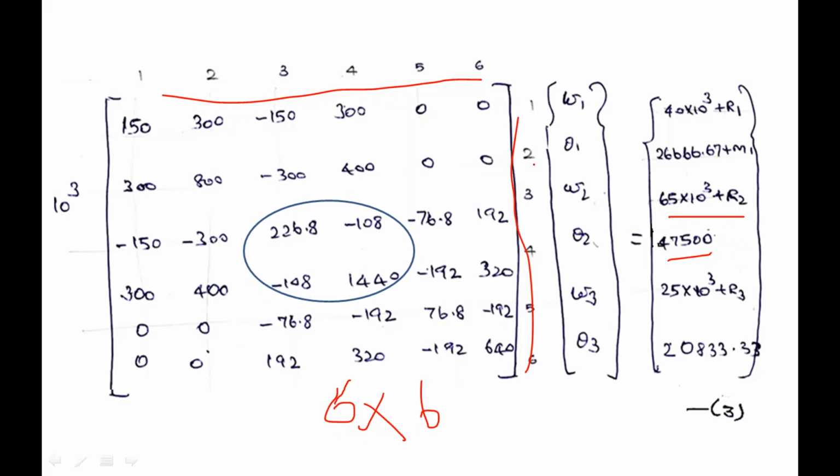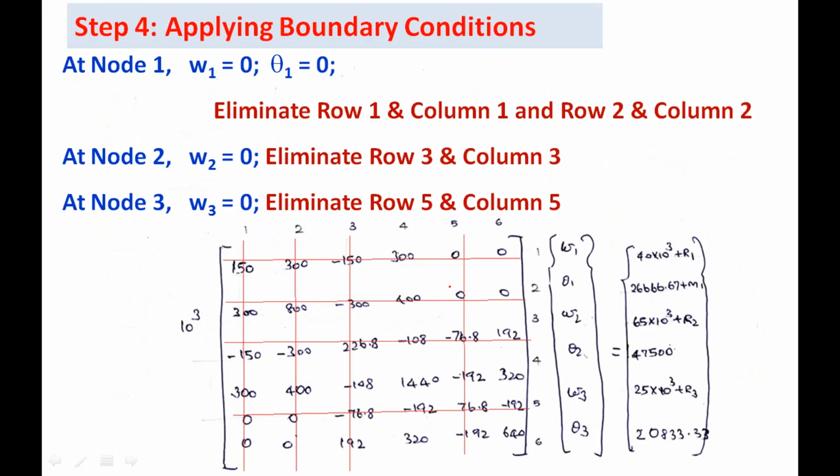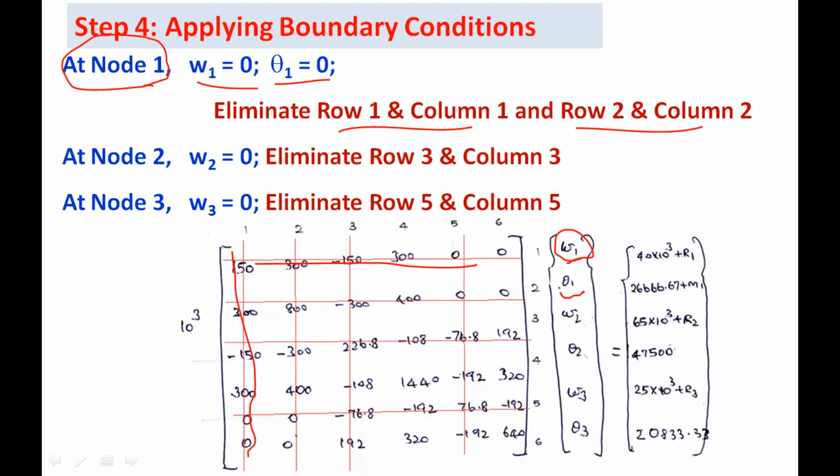So after knowing this global characteristic equation, we have to apply the boundary condition to solve this problem. What are the boundary conditions for this problem? Node 1 is a fixed end, so W1 = 0, theta 1 = 0. So we can eliminate row 1 column 1 for W1, and row 2 column 2 for theta 1.